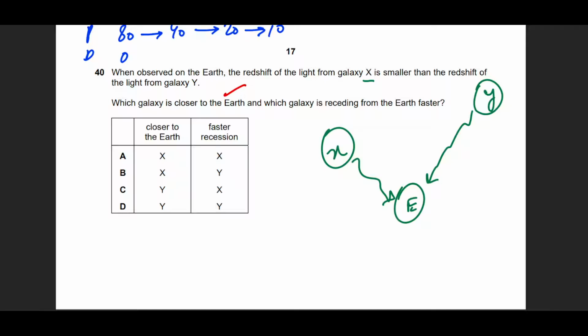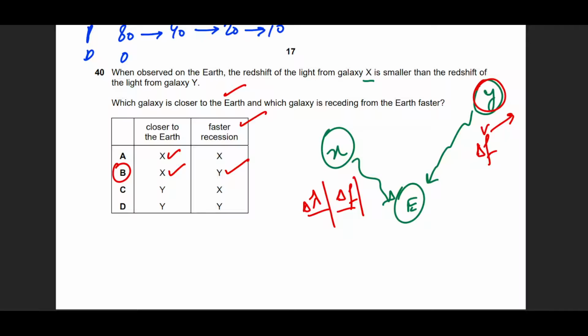Which galaxy is closer to the Earth? So closer to Earth is going to be X, because we've done this in Doppler effect and Hubble's law. The galaxy that is closer to you will show the least amount of change in frequency or the least amount of change in wavelength in terms of Doppler effect. And the one galaxy that is very far away from you is moving at a faster speed and its change in frequency is also greater. So the faster recession, the galaxy moving at a very high speed away from us, would be galaxy Y. The answer is going to be B.